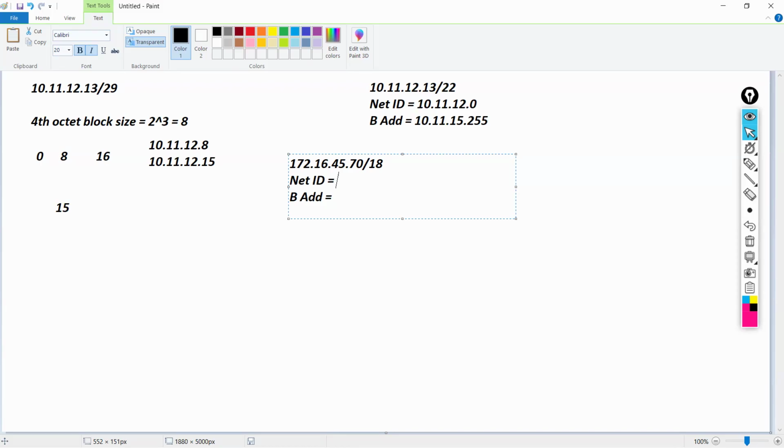See here again. What is given to you? Slash 18. 18 means what? 1, 2, 3, 4, 5, 6. Okay, let me just go like this. CIDR is given to you as slash 18. According to this, then 2 here. Then the interesting octet is the third octet. So the third octet block size will be 2 power 6, which will be 64.